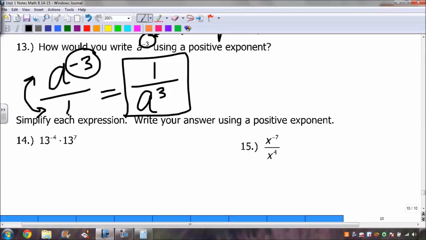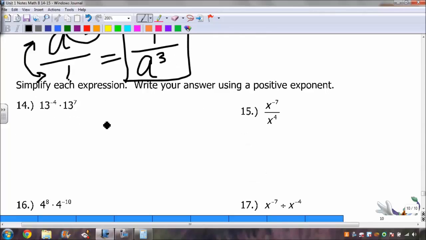All right? So number 14, simplifying each expression. Write your answer using a positive exponent. I'm going to show you how to do number 14 two different ways so you can understand both methods, okay? So the first way that you can do is just basically, when you have multiplication, all you have to do is add your exponents. So you end up getting 13 to the 3rd power, okay? But another way to think about this is this means it's 1 over 13 to the 4th power, right?